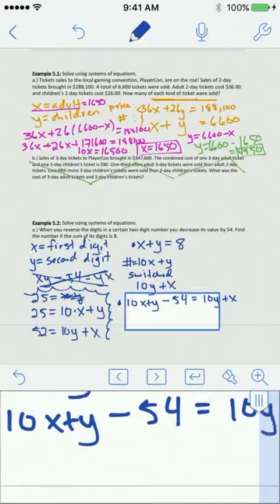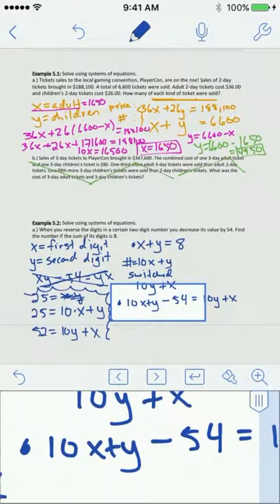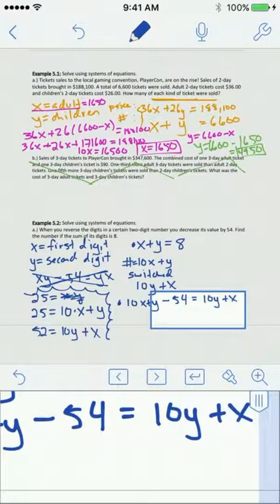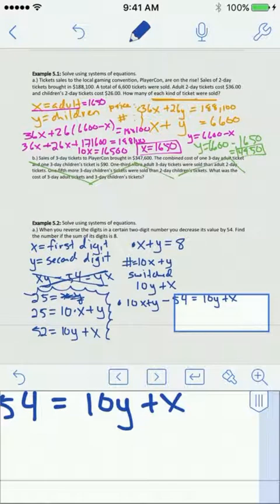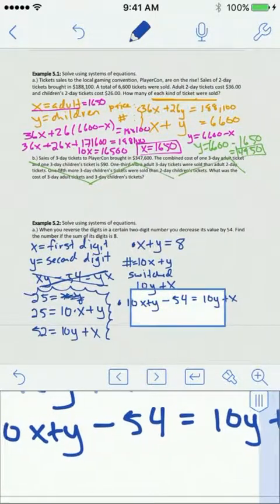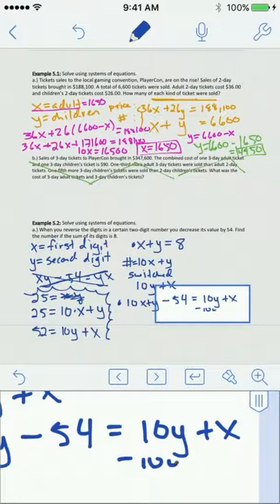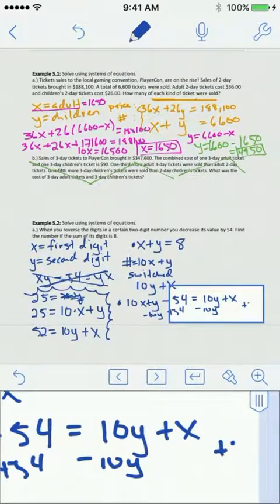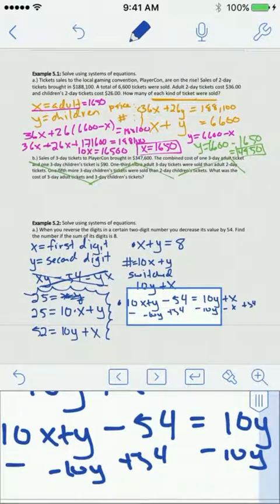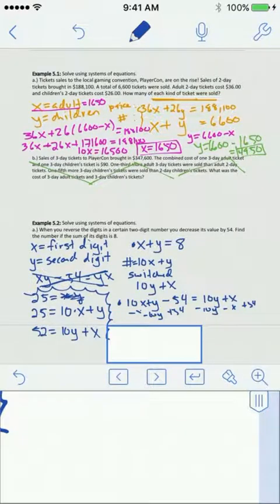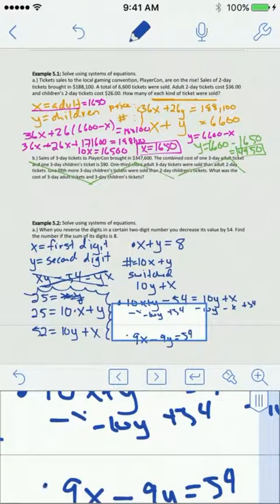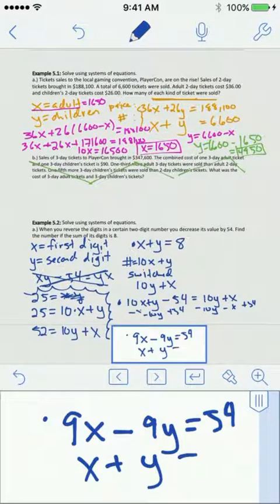We can simplify the second equation. We definitely should because it really doesn't look like something we're used to. So I've got 10x plus y minus 54 equals 10y plus x. Let's switch this around so that the constant is on one side and the variables are on the other. So I'm going to move minus 10y, plus 54, and subtract x. I'm going to do that all at the same time. So I end up with my second equation being 9x minus 9y equals 54. And there is my system. And my other equation was x plus y equals 8.